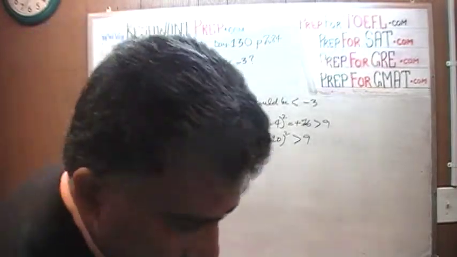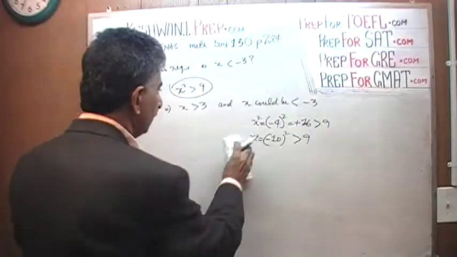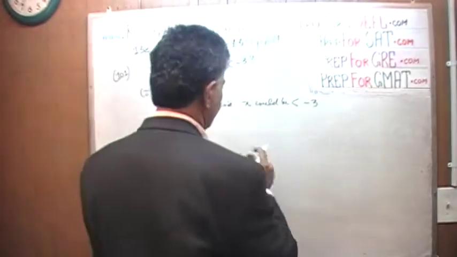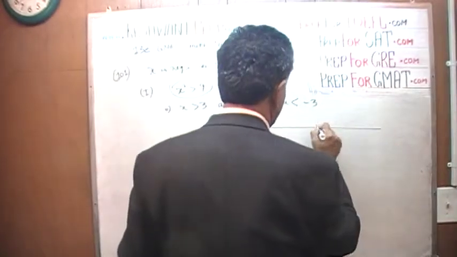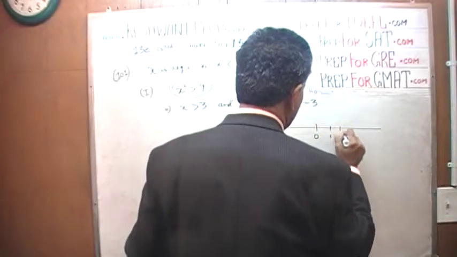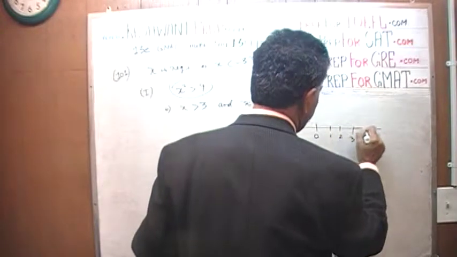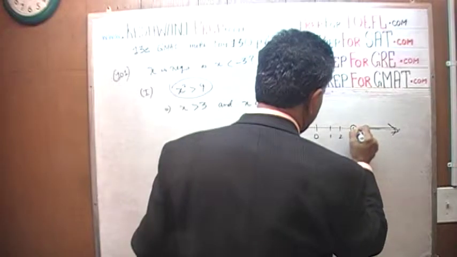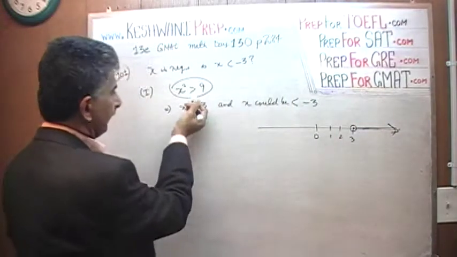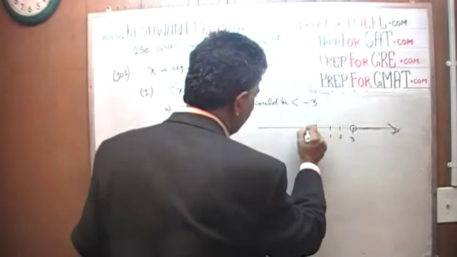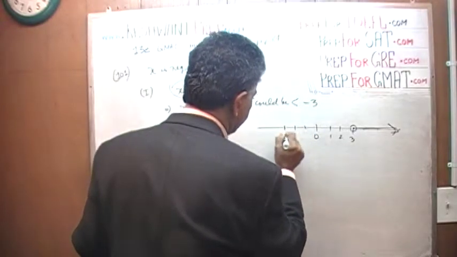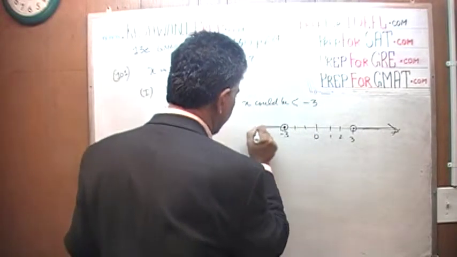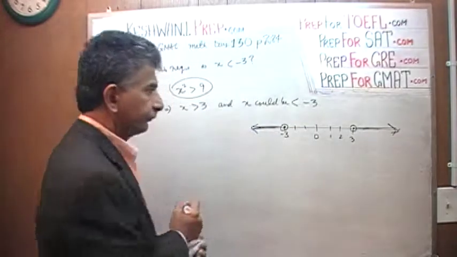So how do we show the solution to this on the number line? Well, it's going to go something like this. Here is our 0, 1, 2, 3, and x could be anything more than that, not including this point. We do not include the endpoint because it doesn't say equal to. And then again, 1, 2, 3, there is a negative 3. So again, not including this point, anything on this side.